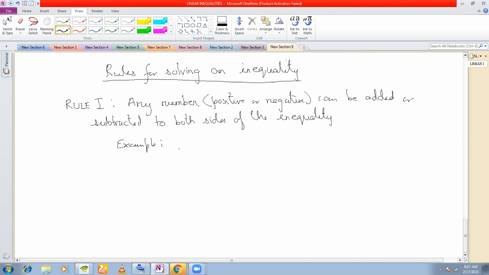Suppose I have x minus 1 less than 4. Now what I need is x only on the left hand side. What I do is I can add 1 to both sides. So x minus 1 plus 1 is less than 4 plus 1. That is, you can add any number to both sides. Now see, the minus 1 plus 1 here will cancel. You simply get x less than 5.